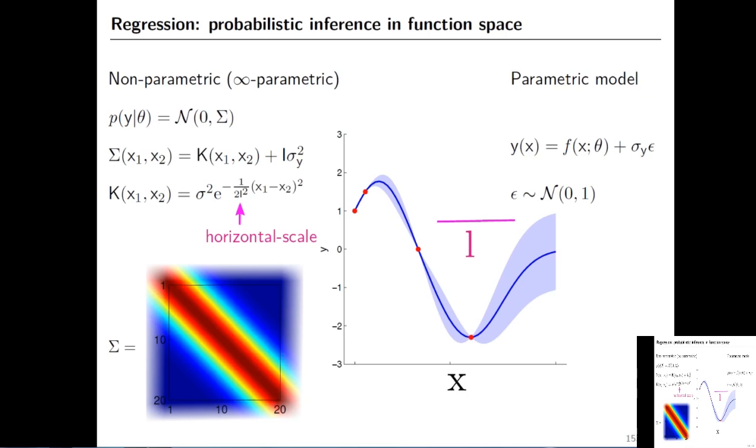But it's going to turn out this L parameter, of course, defines how quickly these correlations fall away. So how far do I have to go away before things become virtually uncorrelated with one another? And that, in turn, will then set the wiggliness of this function. If the length scale is very large, then these functions are going to be very slowly varying. If the length scale is very small, these functions are going to be very quickly varying. So that's a hyperparameter that we're going to have to learn from data.